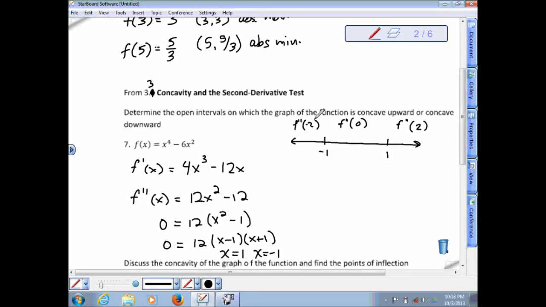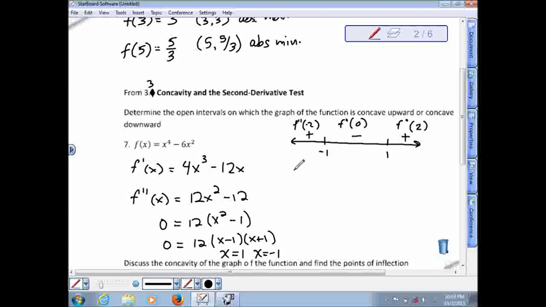So if -2 is plugged into the second derivative, here -2 squared is 4, minus 1 is 3 times 12, that's a positive value. But if 0 is plugged in, 0 squared is 0, minus 1 is negative times 12, it's a negative value. And then here 2 squared is 4 minus 1 is 3 times 12, it's a positive value. Now, in the second derivative test, a positive interval doesn't mean that the graph is increasing. What that means is the graph is concave up, it's curving upwards like this.